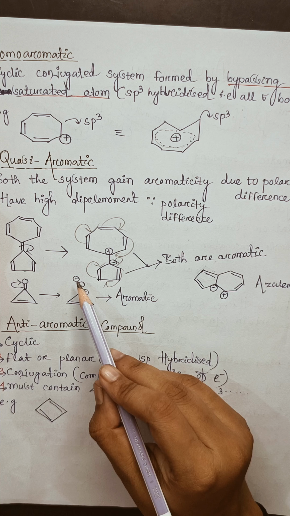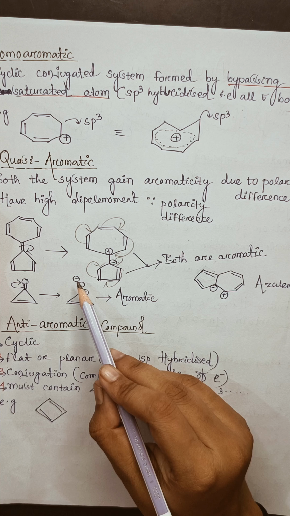Last one is pyridine. Pyridine is cyclic, it is planar because all the atoms here are sp2 hybridized. Here is complete delocalization of pi electron. Here the lone pair available on the nitrogen atom is not counted during conjugation because it is present in the p orbital which is perpendicular to the sp2 hybridized orbital. It contains 3 pi bonds, that means 6 pi electron, so it also follows Huckel's rule, therefore it is also aromatic.